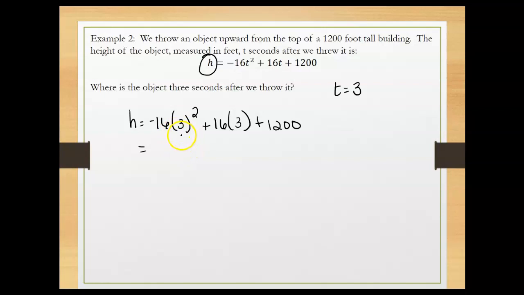Make sure you use your order of operations. 3 squared is 9, and then negative 16 times 9 becomes negative 144. 16 times 3 is 48. I'm going to bring down the 1,200. Negative 144 plus 48 plus 1,200 is 1,104. Let's see, this was feet.